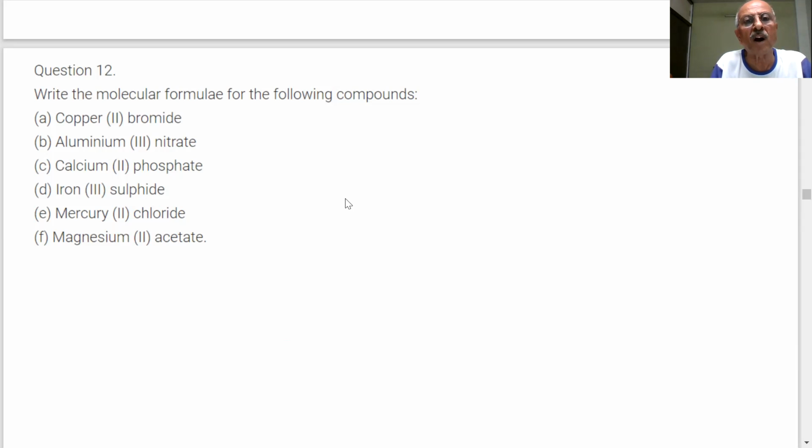How will you write the formula of copper bromide, students? What does copper 2 mean? The valency of copper is 2. What is the valency of Br? 1. Then what will it become? CuBr2.